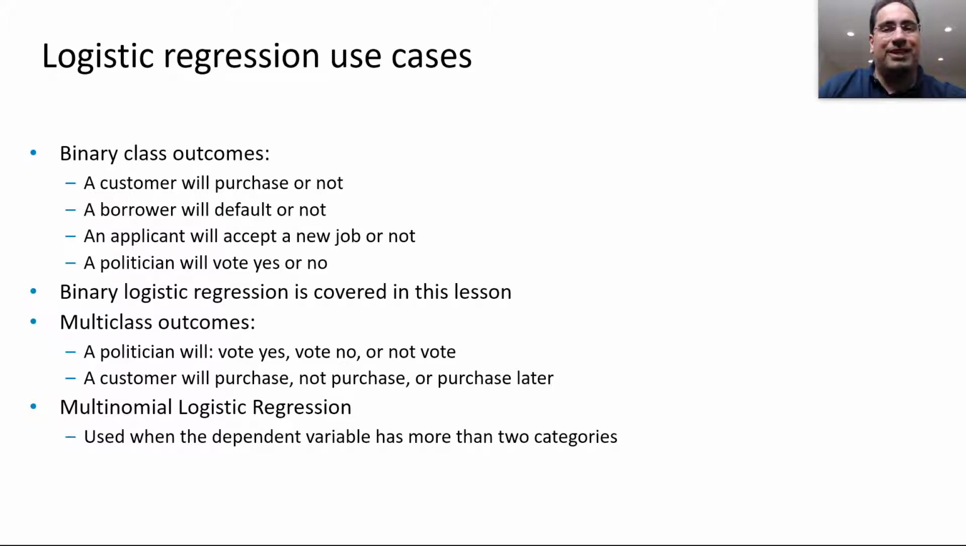The other way you could model the output is if you want multi-class outcomes. If there are more than two options, like a politician will vote yes, no, or not vote, or a customer will purchase, not purchase, or purchase later, these are some of the classes you could use to create a multi-class classifier. If you want to use a regression model that gives you more than two categories, then you're going to use multinomial logistic regression. It's used when the dependent variable has more than two categories.